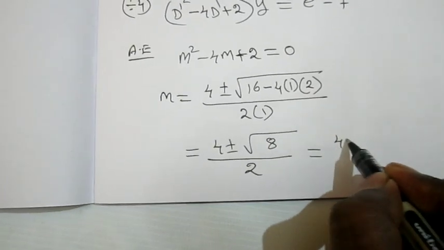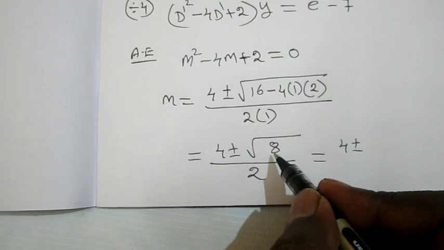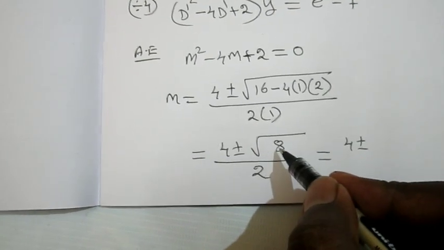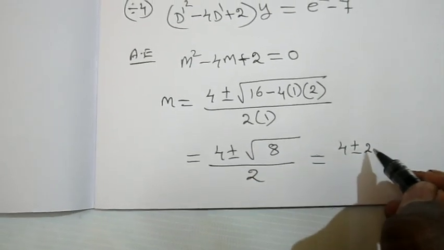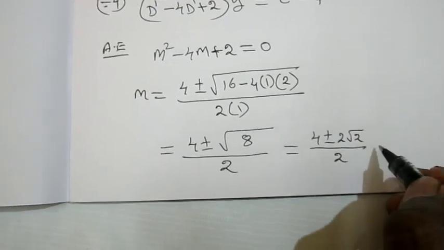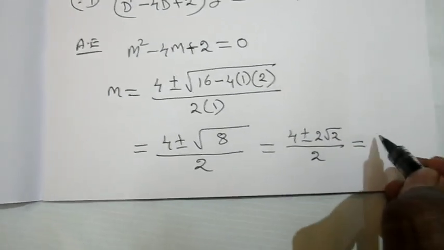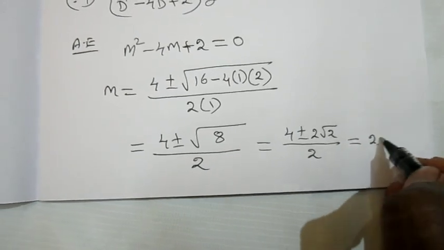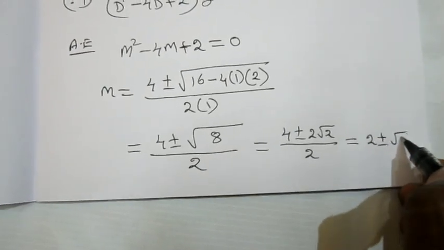So this is 4 plus or minus root 8, which can be written as root of 4 into 2. Root 4 can be written as 2. So this is 2 root 2 by 2. Take 2 outside and cancel 2. So 2 plus or minus root 2.